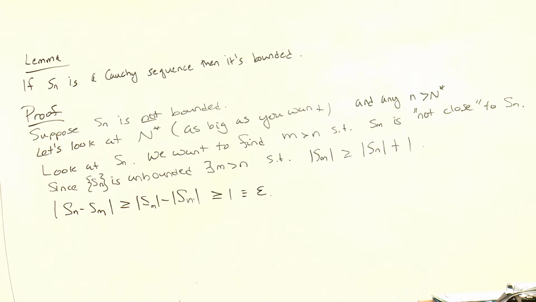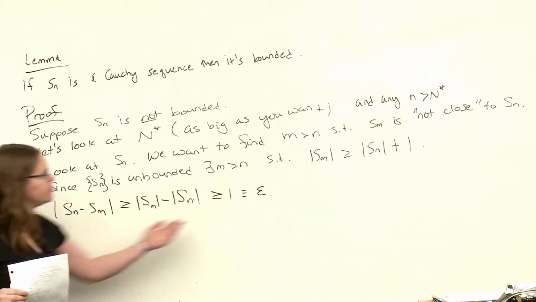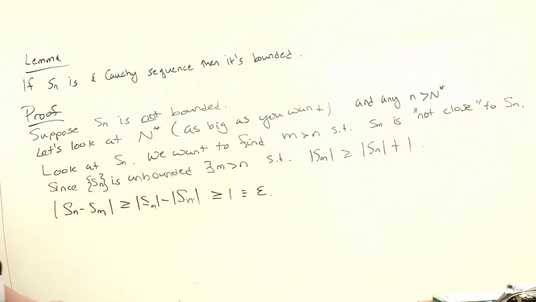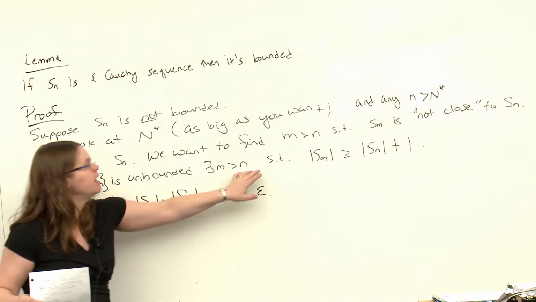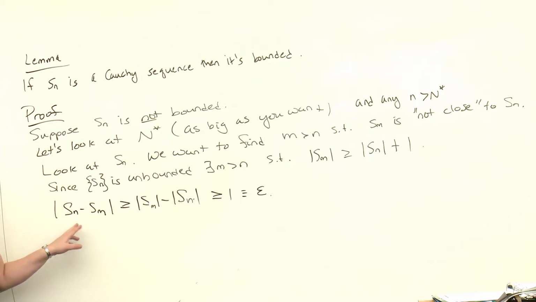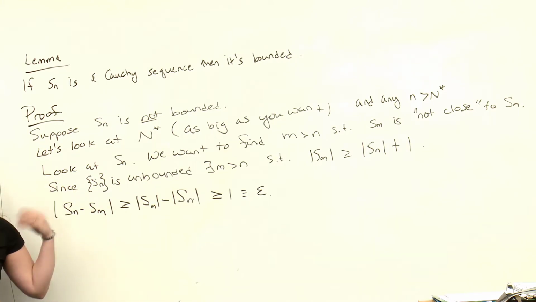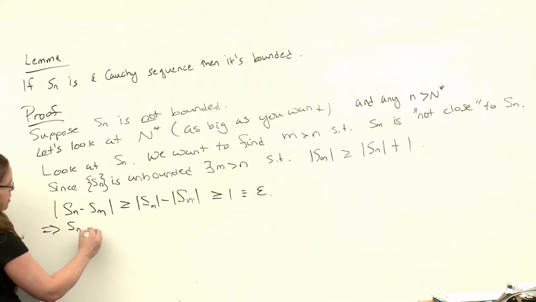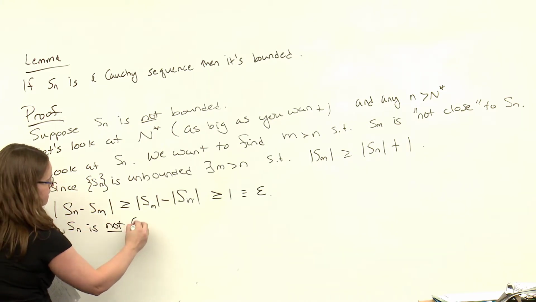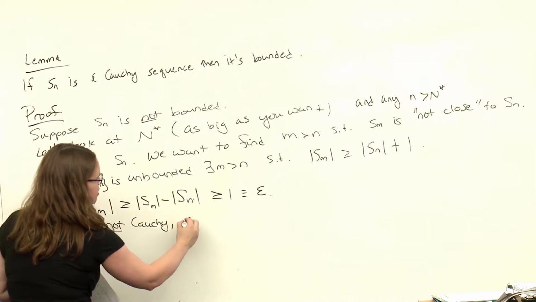So again, we've taken the definition of a Cauchy sequence, we've turned it on its head, and we've said it doesn't work, right? There's some epsilon out there such that no matter how large I take n star, I can always construct an n and an m that are bigger than that, such that the difference between these terms does not get less than my tolerance. It stays bigger than my tolerance. That's breaking the definition. So this says Sn is not Cauchy, which is a contradiction.